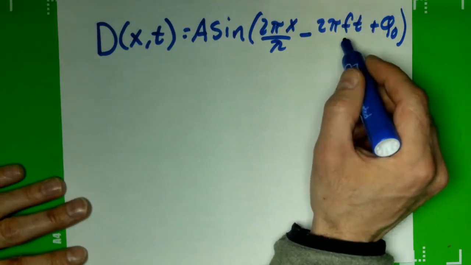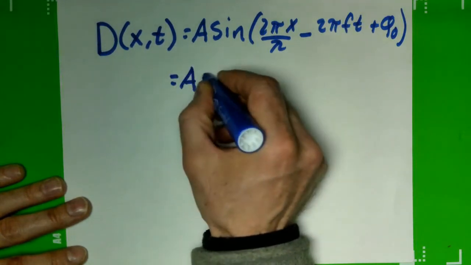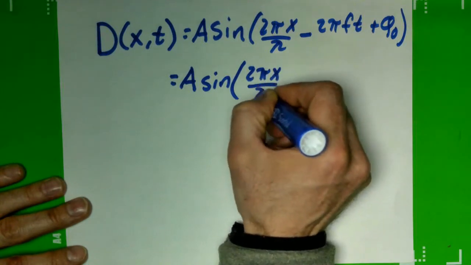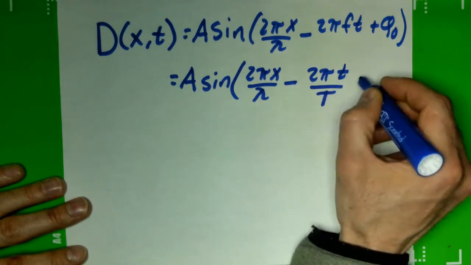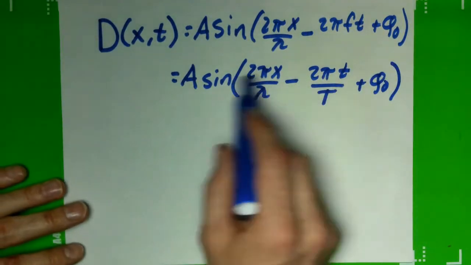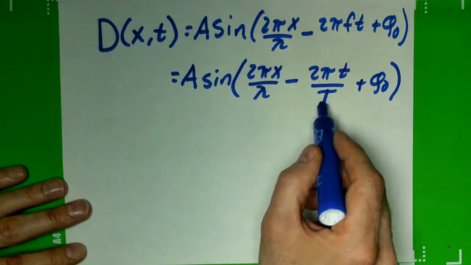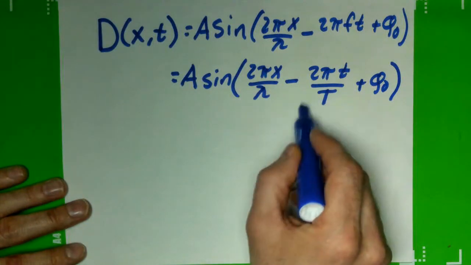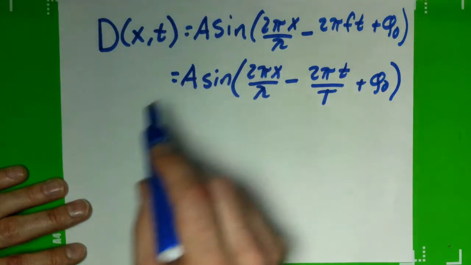Well, frequency is also the same thing as 1 over the period. So another way to write this is a sine of 2 pi x over lambda, subtract 2 pi t over the period, plus phi 0. And that's kind of a nice way to write it because now they look symmetric. You have position, or a length, over a length, and a time over a time. This is the length of one cycle. This is the time of one cycle. So that seems a very convenient way of writing it.